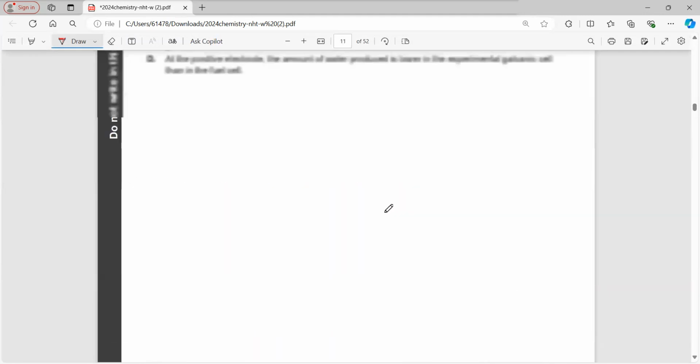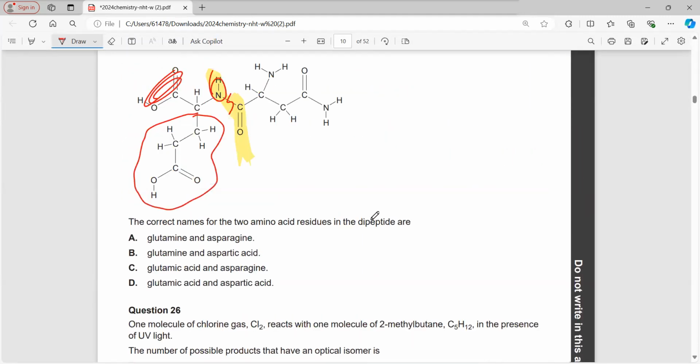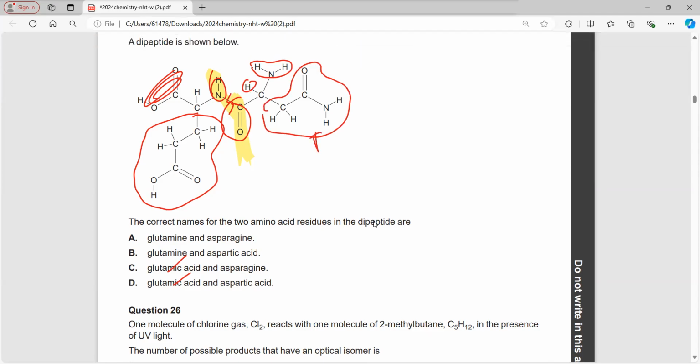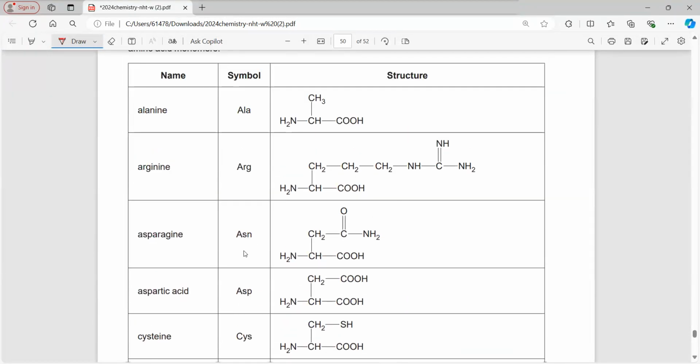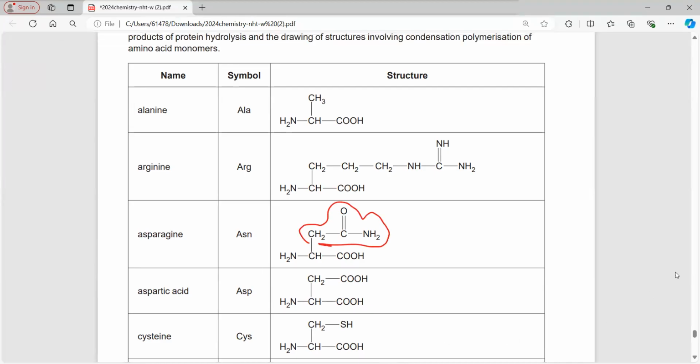Ideally, I would have looked at both, but that's okay for now. Going back to the top, we can see that this is the amine group, that's the carboxyl group, and this entire thing is our R group. So we're looking at CH2, CO, NH2. We can find it here. Okay, so it's asparagine. Alrighty.